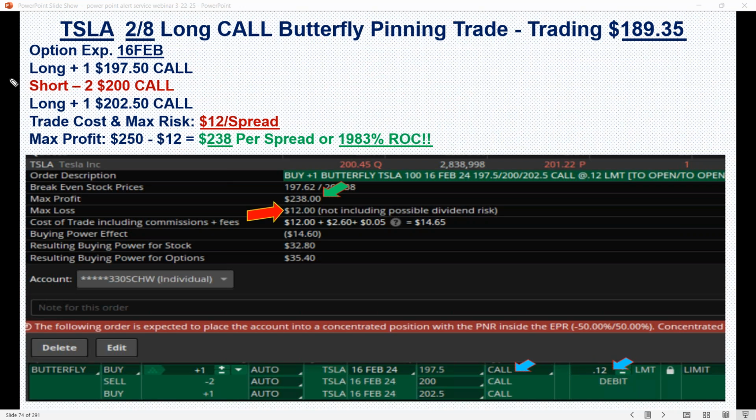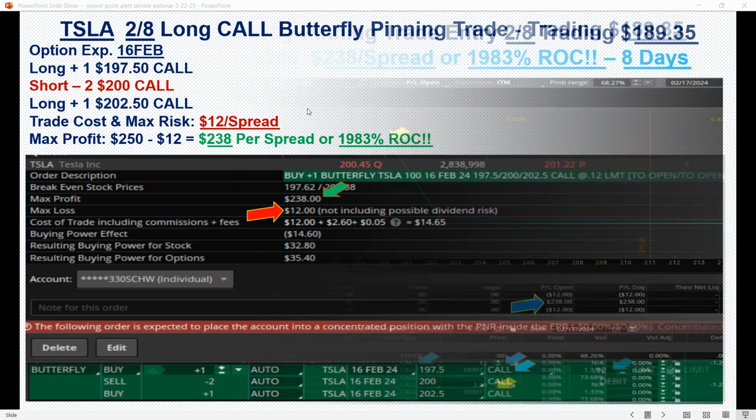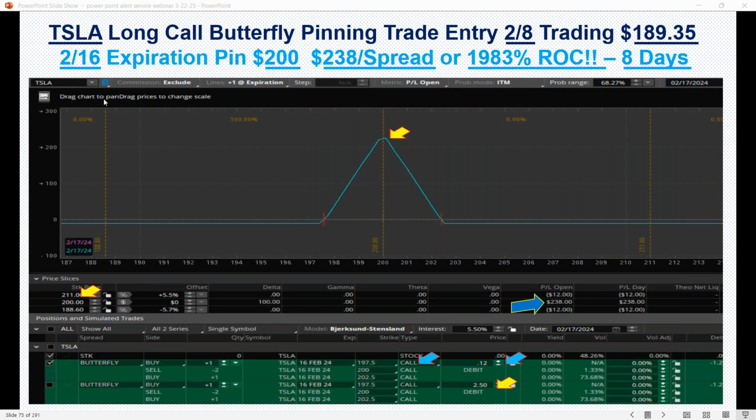Now we'll scale out of these things, but that's what you would have had right at the end of the day. So here it was right at the end of the day, perfect pin right there. It's trading right there, 200 bucks. Went from 12 to 250, $238, 1,983%. Now some may have got it right here, but if you got anywhere in here, you still had a huge profit, right? But that's what we're looking for, and that's what happened.